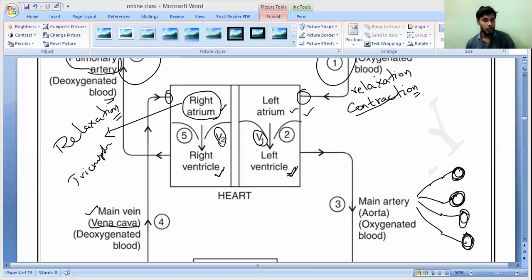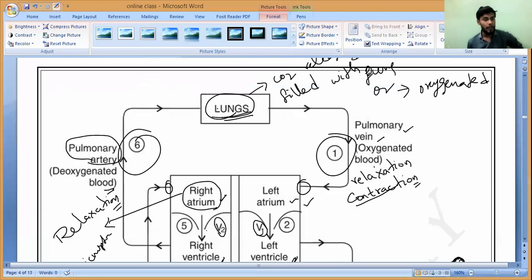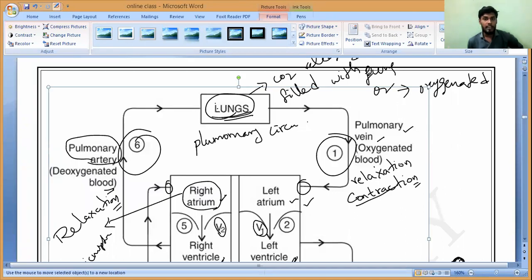Pulmonary circulation. All of you, do you understand? The pathway of blood from the heart to the lungs and back to the heart is called pulmonary circulation. Means which part? Upper part or lower part? From the heart to the lungs and lungs to the heart. This is called pulmonary circulation. Very, very important.